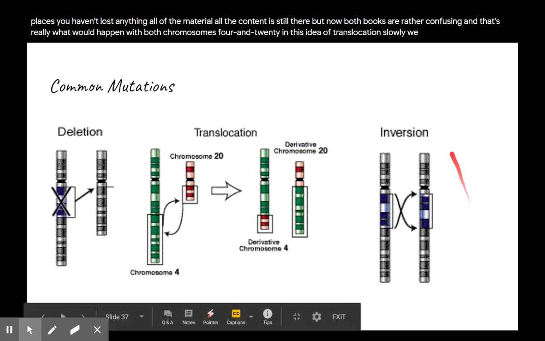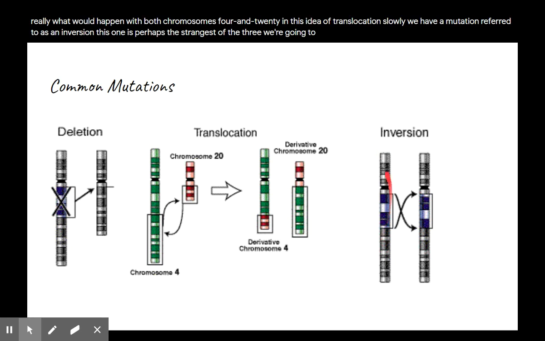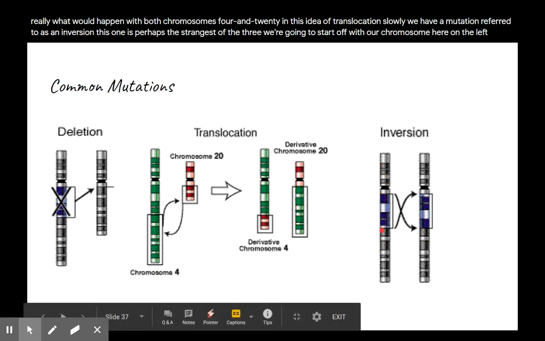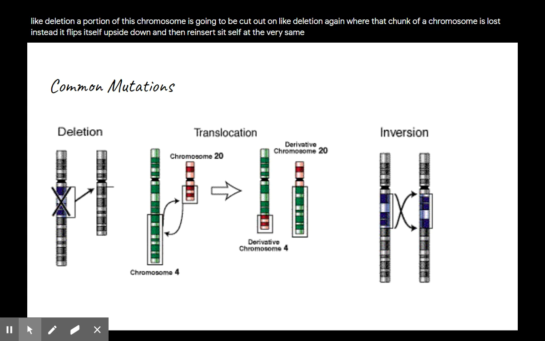Lastly, we have a mutation referred to as an inversion. This one is perhaps the strangest of the three. We're going to start off with our chromosome here on the left, and like deletion, a portion of this chromosome is going to be cut out. Unlike deletion, where that chunk of a chromosome is lost, instead, it flips itself upside down and then reinserts itself at the very same place that it used to be. Again, nothing is lost. It's all still there.